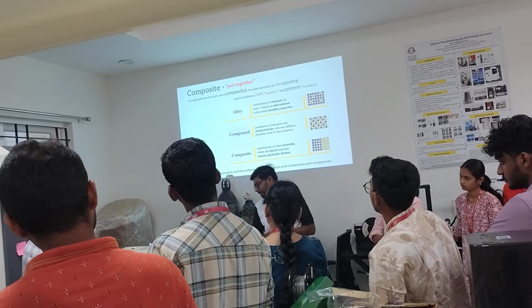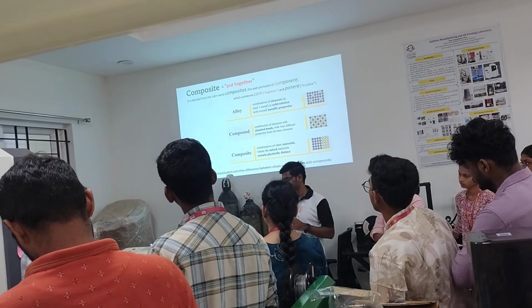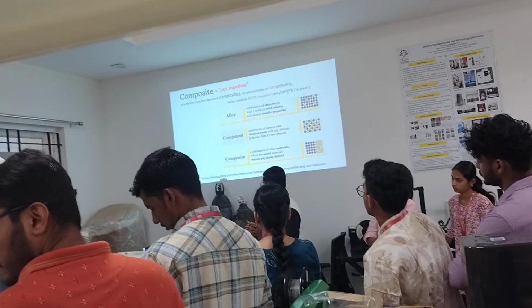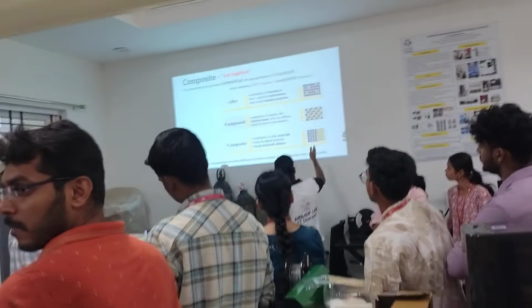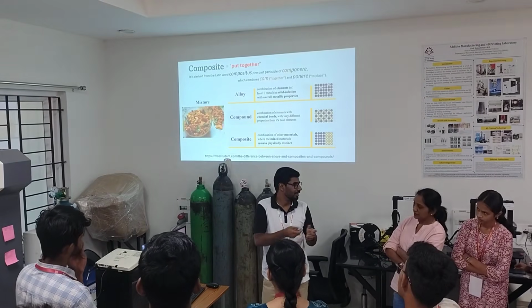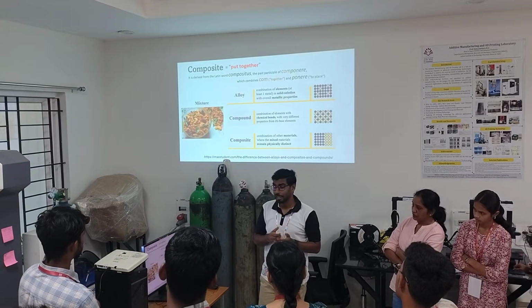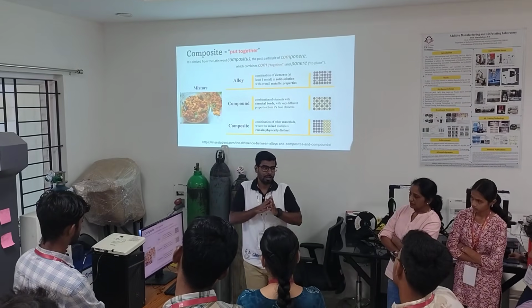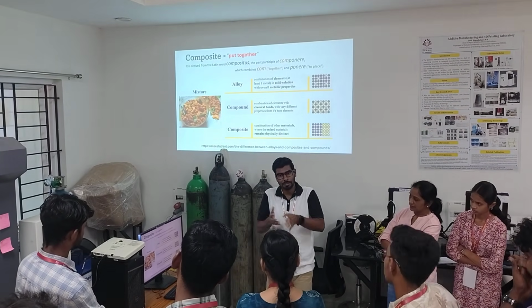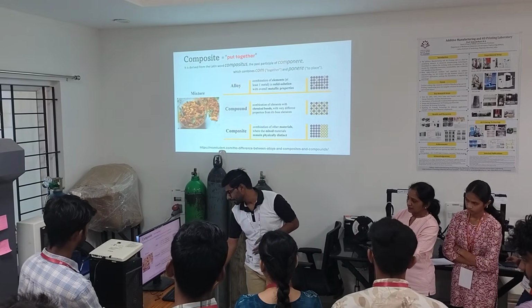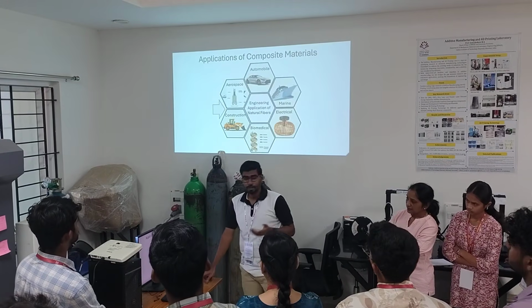Then comes a composite: a combination of two or more materials that remain physically distinct. It shows that one is yellow in color, one is another, with the matrix as well as the reinforcement together. So we get that as a composite. We cannot call it a mixture. It is a subset of a mixture, but it has to be engineered in a way. Why do we use composite materials?